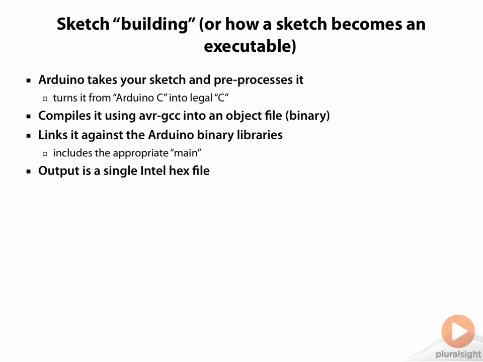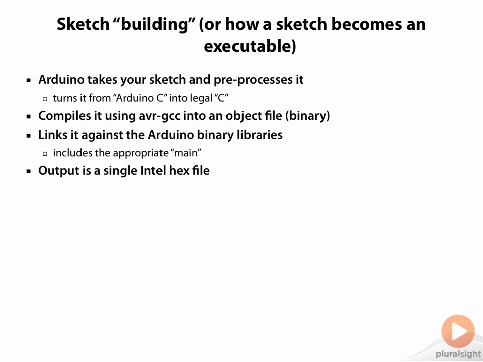So we've got our sketch. We're going to go ahead and press upload. What does the IDE do to our file? Well, the first thing it does is it pre-processes it and turns it from the Arduino C into legal C. So the Arduino compiler is really the compiler for the Atmel CPU. So AVR GCC is what's used. It takes your code that's been pre-processed into C.